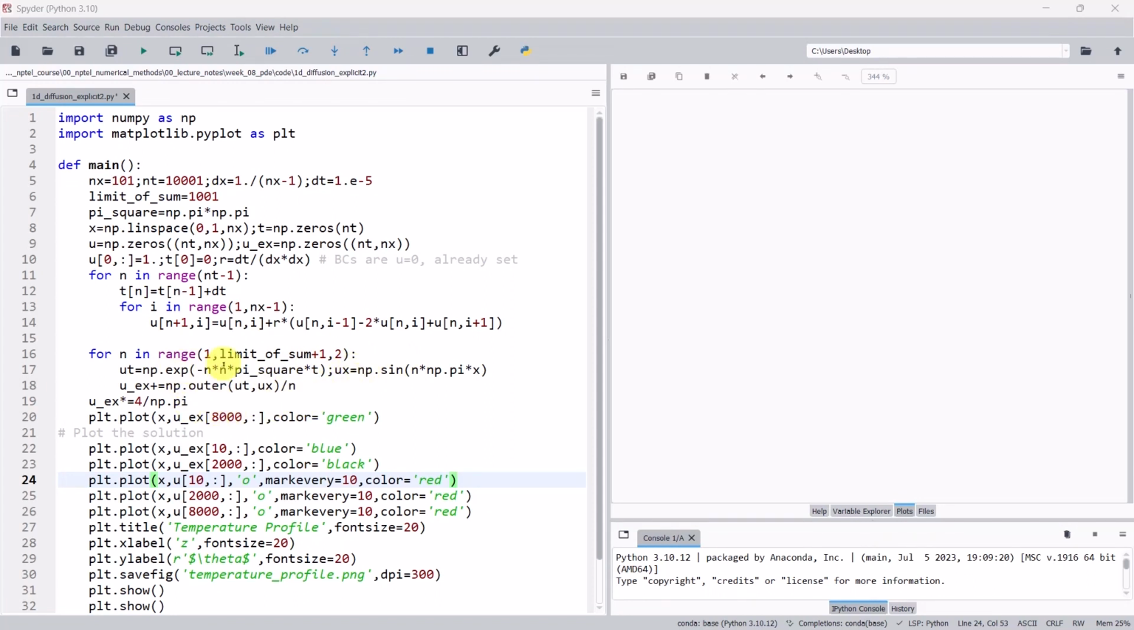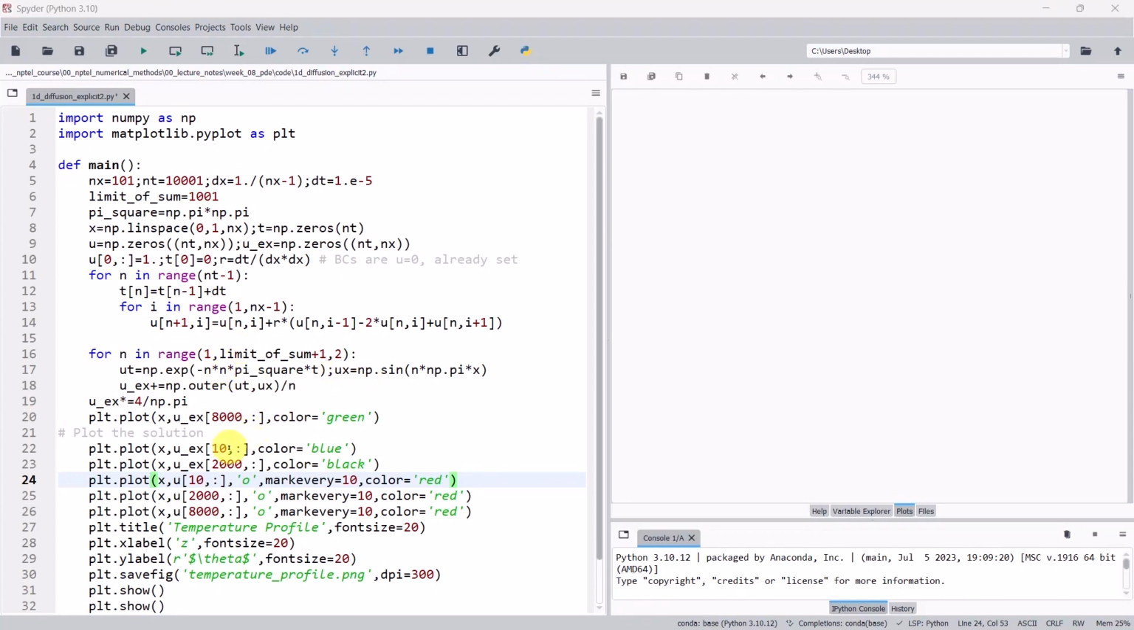And then this is an infinite series. So I am summing up over a number of terms that I have to decide. I have taken here 1000 terms, but that is actually slightly unnecessary. Even if you take 10-20 terms, you will see a good match. Here hopefully we will see an excellent match, and then you know that in the analytical solution 4 by pi will come. So I am multiplying this uex with 4 by pi. So here I complete the calculation.